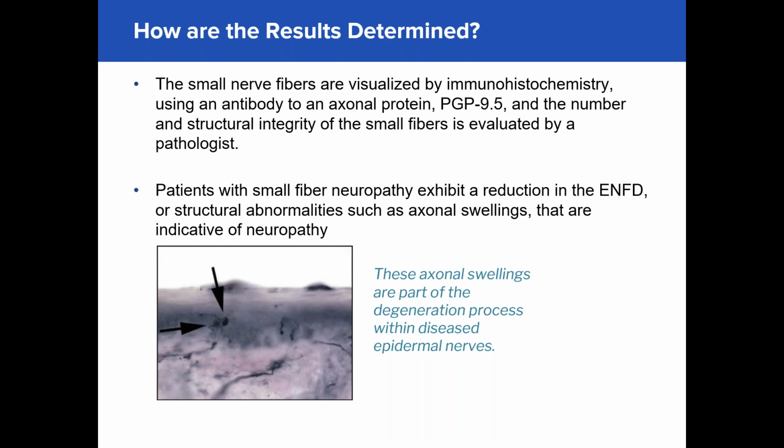But we're also looking for the quality of those nerves. So if you're seeing any axonal swelling, then that's a cause for the disease and indicative of the neuropathy. If you remember a couple of slides ago, I showed you a slide of healthy nerves and how they were very linear and straight. If you look in here, you can see that swelling in the axon of the nerve, and that shows you that this is not a healthy nerve and can cause small fiber neuropathy type symptoms.